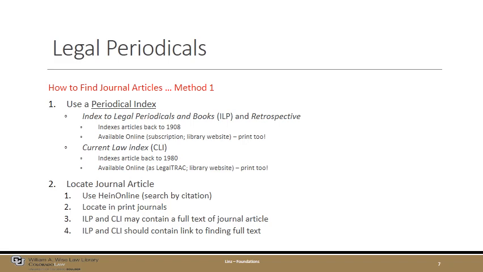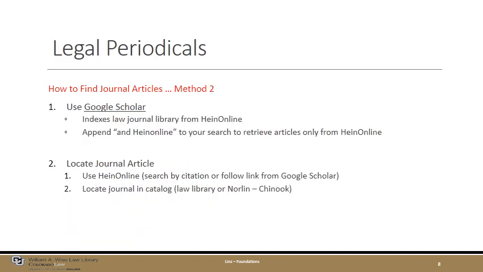You can also locate the article in the print journals themselves if your library has access to them. And finally, as mentioned, the Index to Legal Periodicals or the Current Law Index may provide full text access. So that's method number one, periodical index, and then find the article in a journal.